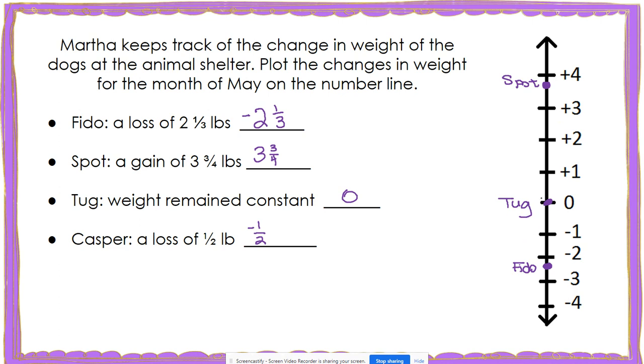I know that if I were looking at 1/2 positive, that would be located between 0 and 1. That means that negative 1/2 will also be located between 0 and 1, except that it's going to be located between 0 and negative 1. And since it's 1/2, we know that it's going to be located exactly halfway between 0 and negative 1.